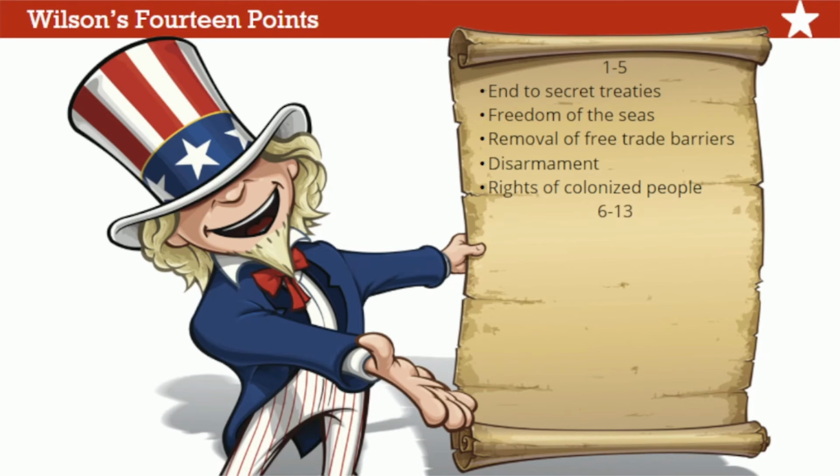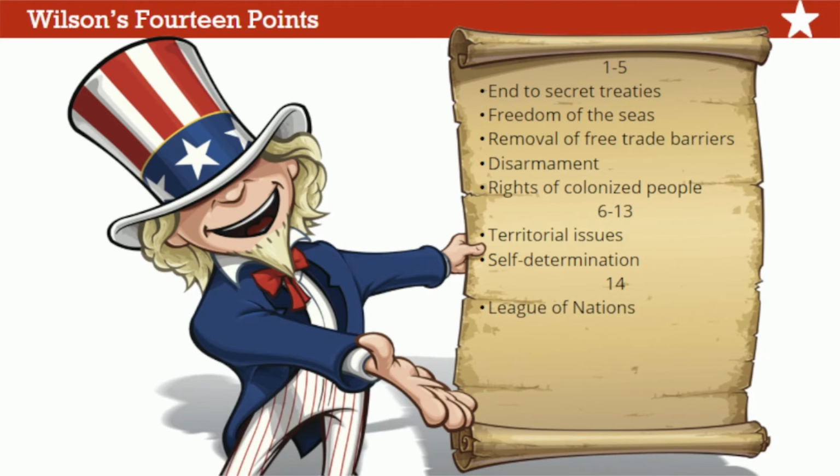The next 8 points proposed solutions to the territorial issues of many nations who had lost land to Germany or its allies. Wilson stressed self-determination for all peoples when resettling national borders. This meant that the people of a nation had the right to choose their own form of government and not be dominated by another. The 14th point was the most important to Woodrow Wilson. In fact, it's fair to say that it was his lifelong dream.